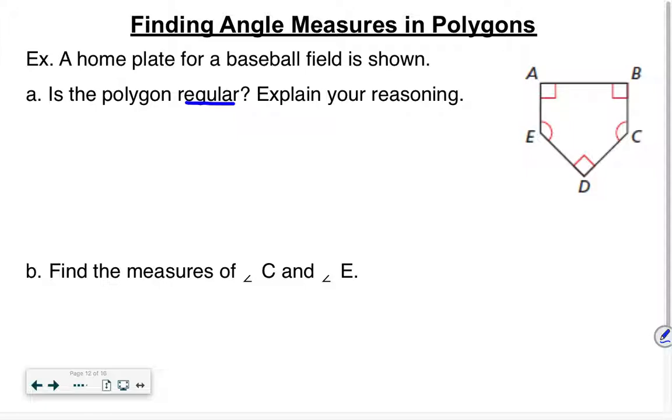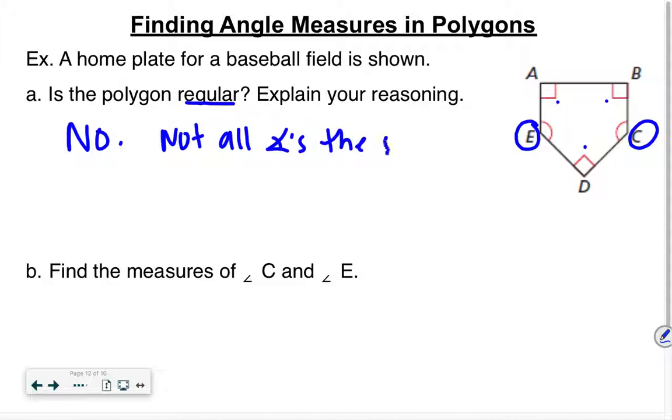No, I would agree it's not. Now, I don't know anything about the side lengths, but look at these angle measures. Three of them are 90 degrees. And the other two, E and C, are those 90-degree angles? No. So I would just write for explaining my reasoning that not all the angles are the same. I'm pretty sure not all the sides are the same either. Like, I'm pretty sure side AE is not the same size as A to B. I don't know that for a fact, but I do know for a fact the angles are not the same.